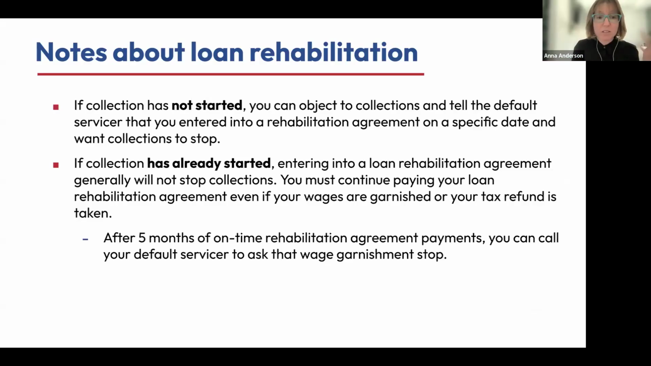You can ask the loan servicer if they will potentially do that, but generally speaking, those types of collections will continue until you've completed 5 months of those payments. So after 5 months of those payments, you can call and ask the loan servicer once again to stop it, particularly if it's a wage garnishment. But generally speaking, that does not happen automatically.